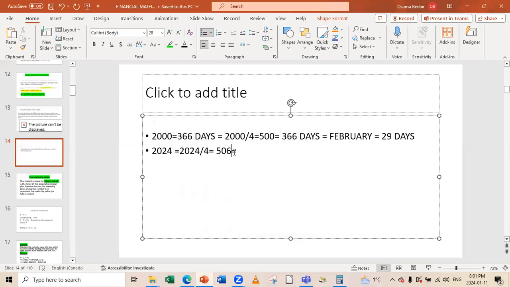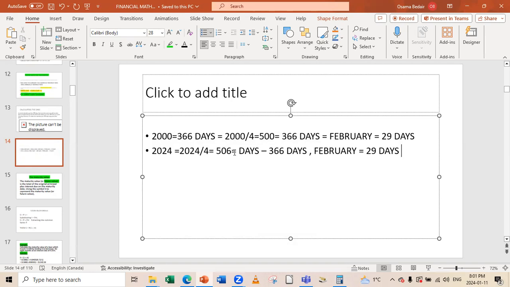In that case, that means that the days in this year will be equal to 366 days. And that means also that February in this year will equal 29 days.